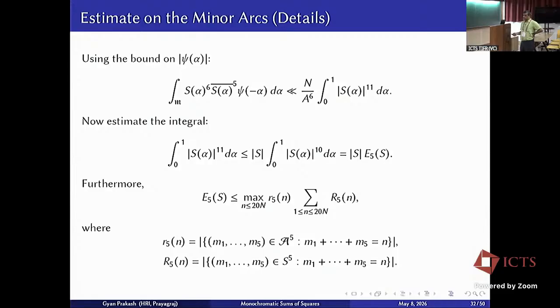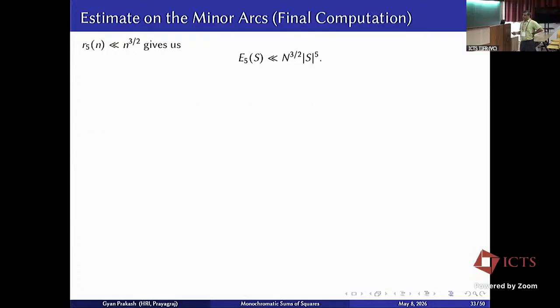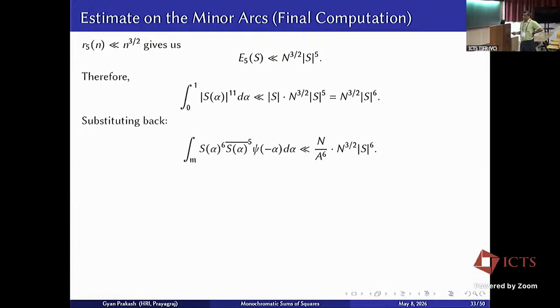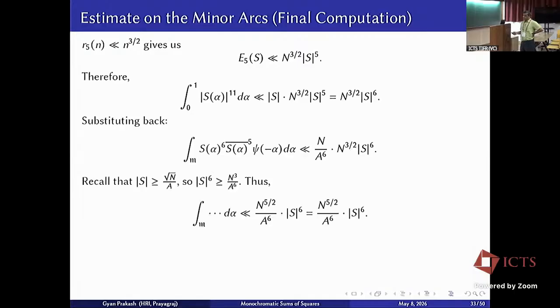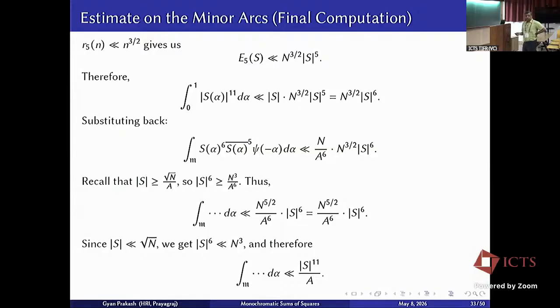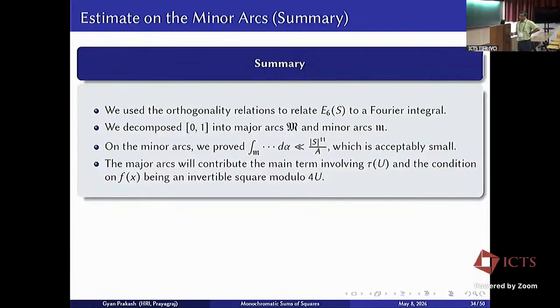and this is nothing but counting all the elements n belonging to S^5 with multiplicity. So that will be the cardinality of S to the power 5. So this will give us that E5(S) is less than n to the power 3/2 times |S|^5. And if you do this, then basically you will get what we were claiming, that this minor arc contribution is S to the power 11/a. So therefore the minor arc is taken here.